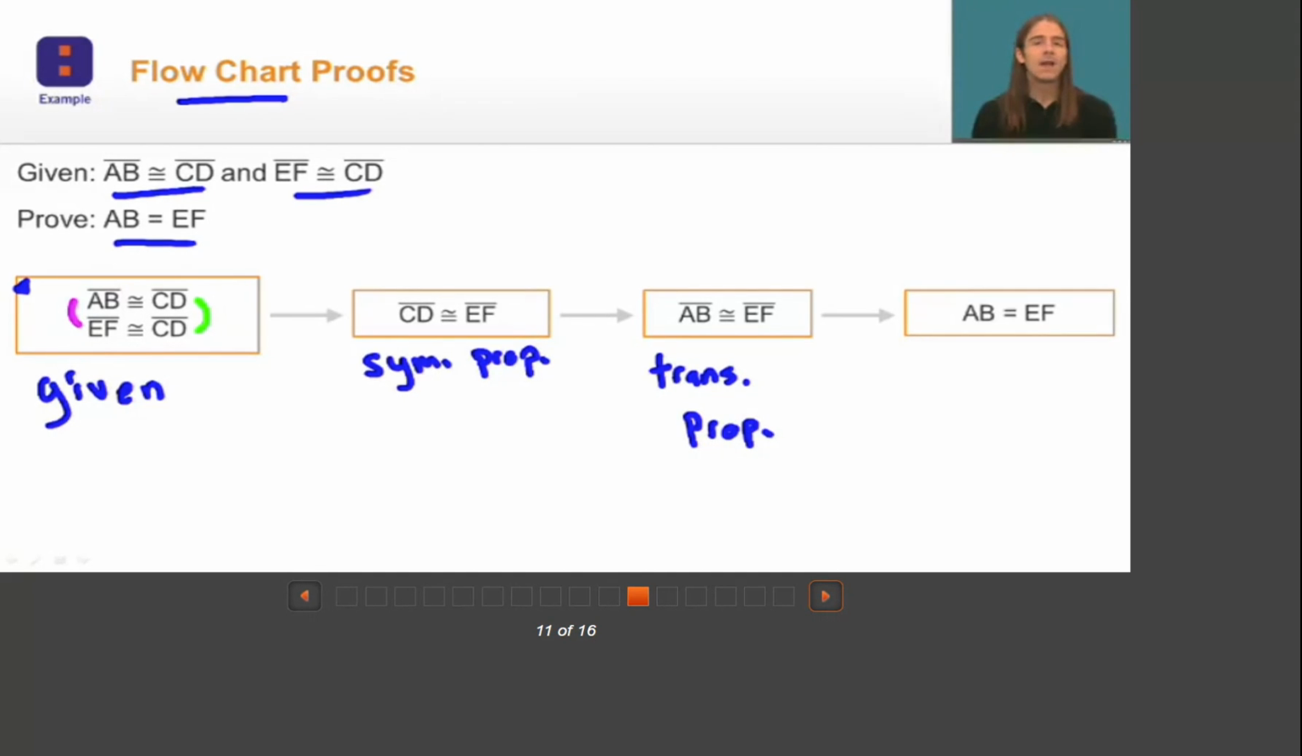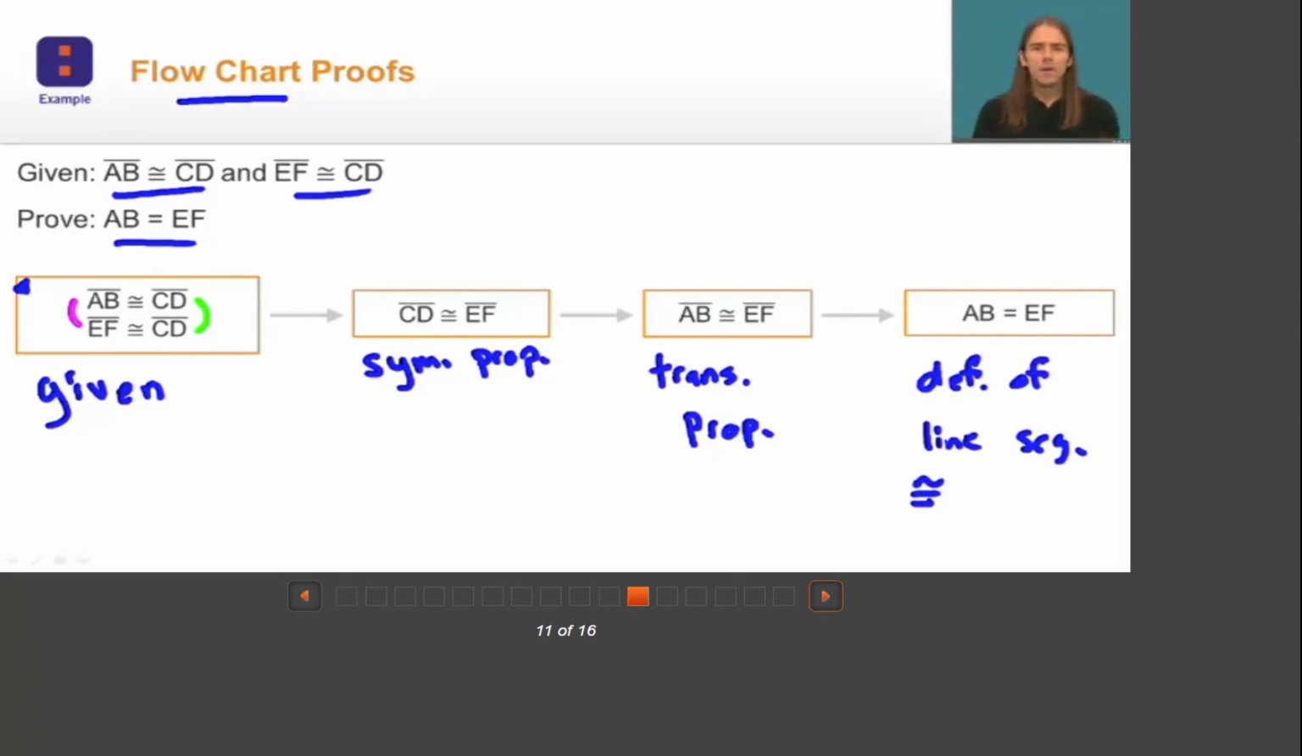After that, we can use the definition of line segment congruence to say that those line segments are congruent and therefore they have the same length. So we can write definition of line segment congruence. And I'm abbreviating it here like that.